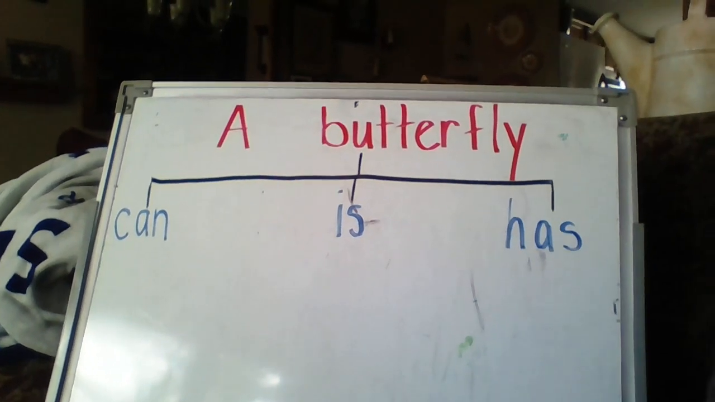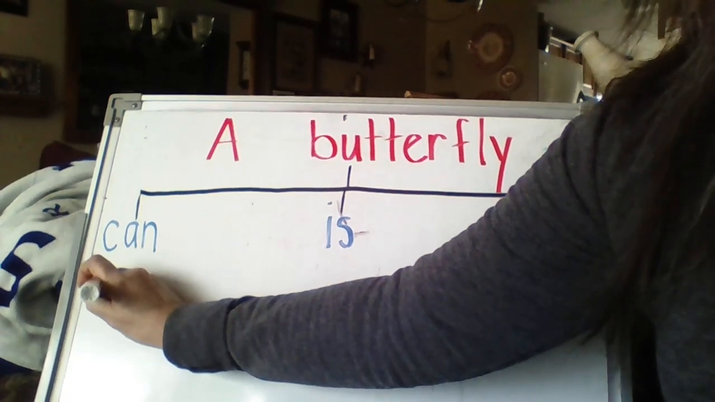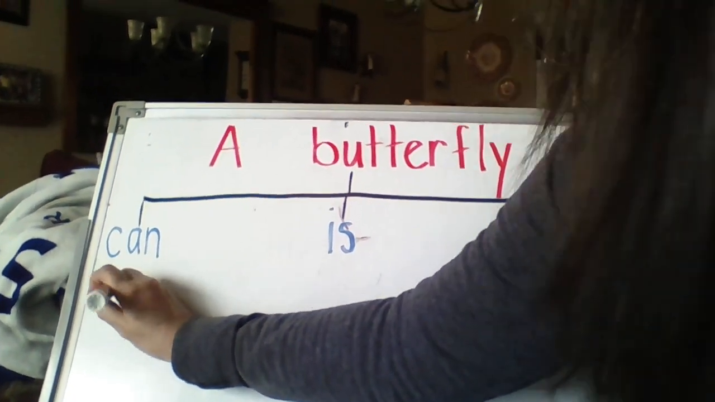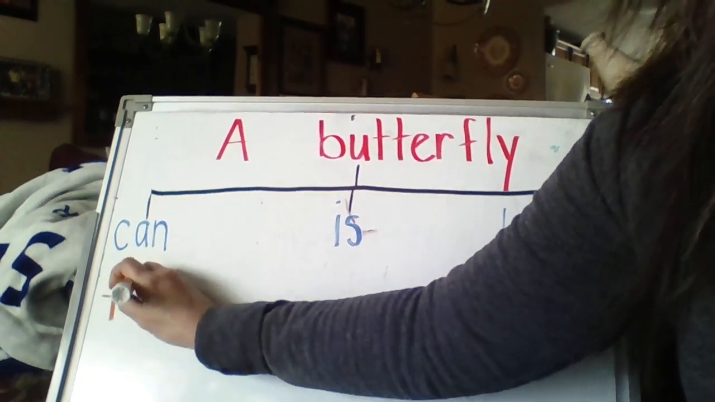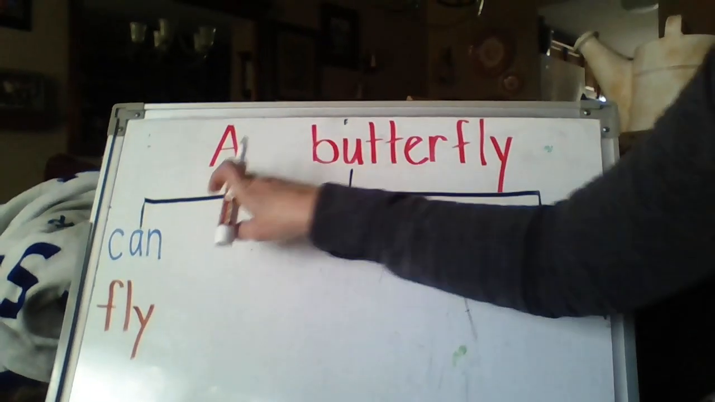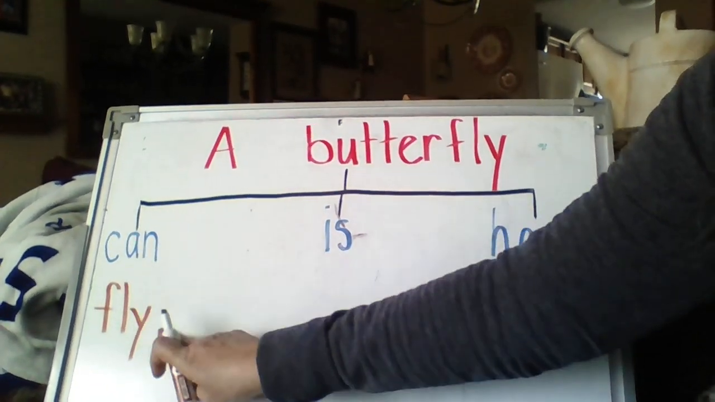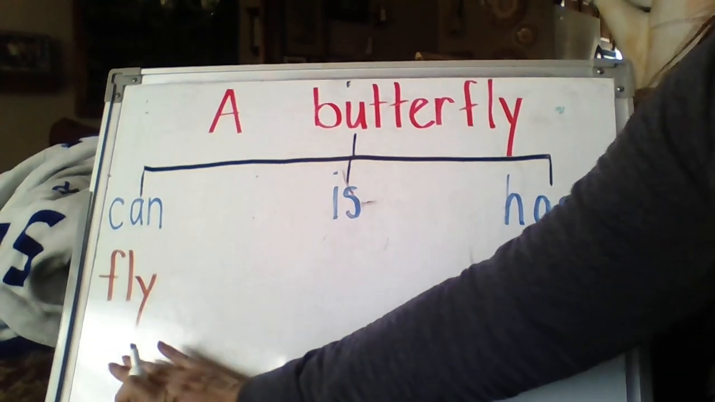I hear some of you giving me ideas. That's right, fly. I'm going to do that. You work on telling me the letters to write. That's right, F. F-l-I. This time the I is made with a Y. A butterfly can fly.